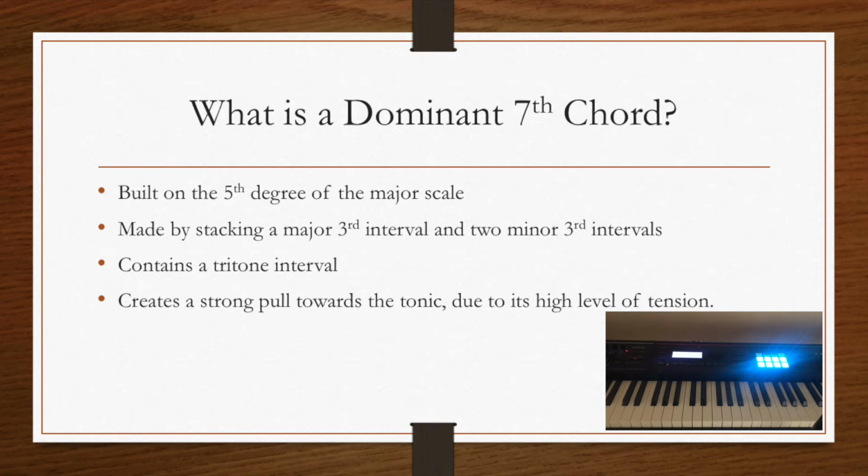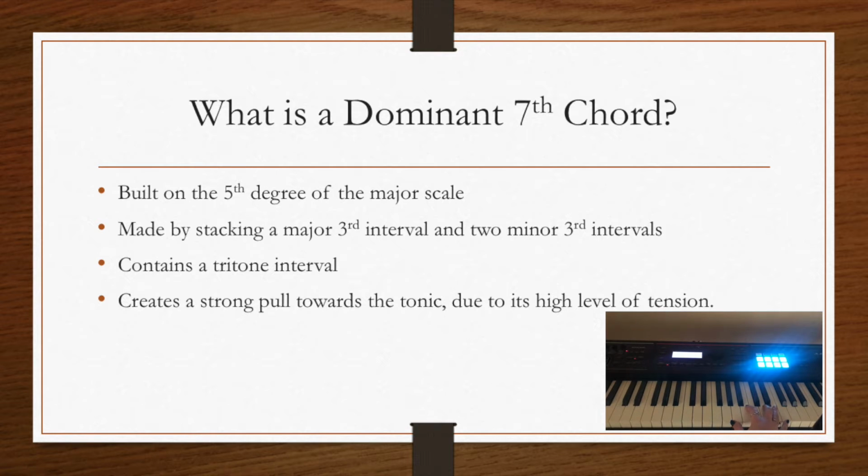So a dominant 7th chord is built on the 5th degree of the major scale. So if we're in the key of C major, that would be G. So we simply stack a major third, a minor third, and another minor third. This forms our dominant chord.